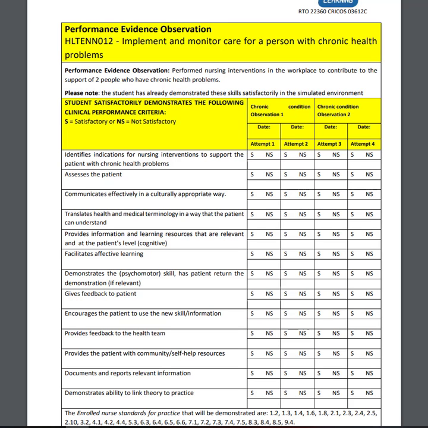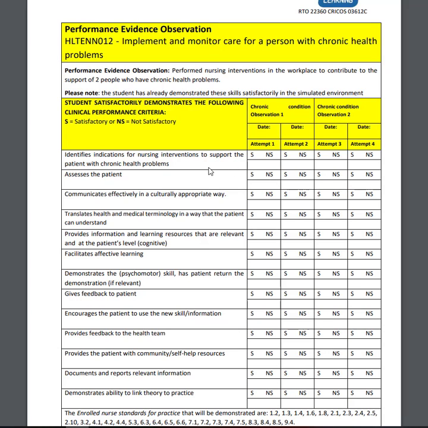The next observation checklist is for implementing and monitoring care for a person with a chronic health condition. So students will be required to perform nursing interventions whilst on placement for two different people with two different chronic health conditions. And you can see here, this is the first person on this side and then the second person on this side. You can have two attempts to be deemed satisfactory, and you can also be deemed satisfactory both times if you get an opportunity to do it twice.